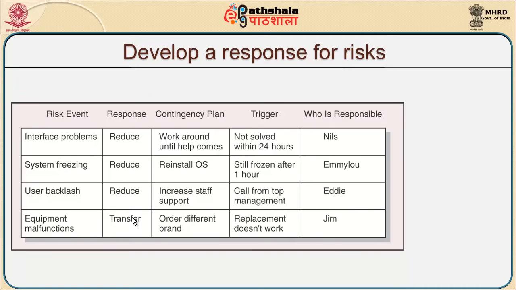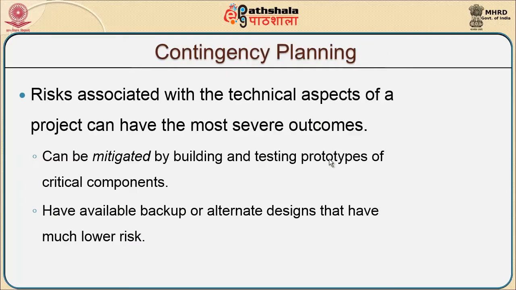This is the response development phase where we have the risk events. In the previous case we were looking at likelihood and the detection ratio, but here, because of such an event, we are looking for the response, the contingency plan, what would be triggered, and the person who will be responsible. Because of the contingency plan, there can be technical aspects of a project that have the most severe outcomes. The major responsibility of the contingency plan is to mitigate.